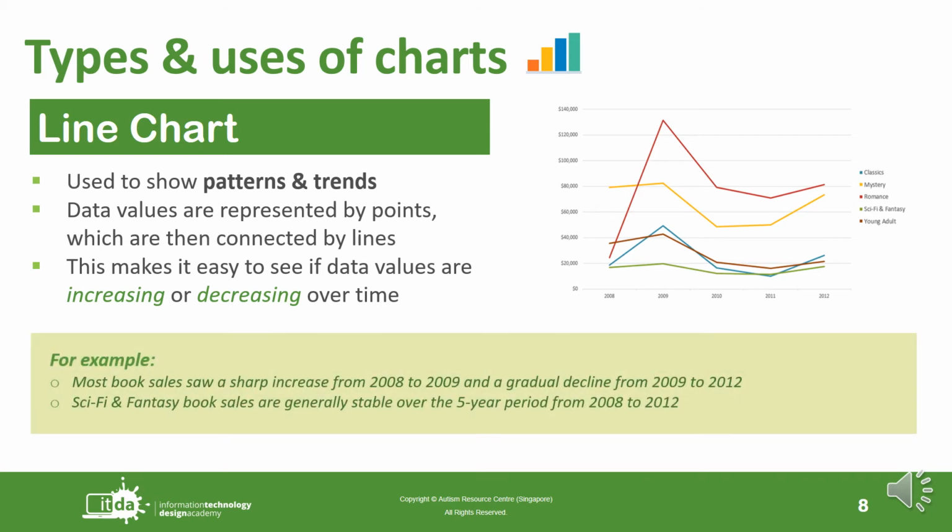So if you were to read a line chart, this is what you would say. Most book sales saw a sharp increase from 2008 to 2009 and a gradual decline from 2009 to 2012. Or sci-fi and fantasy book sales are generally stable over the 5-year period from 2008 to 2012.